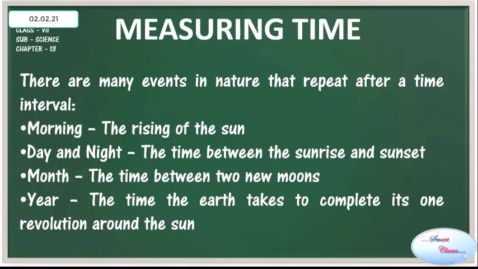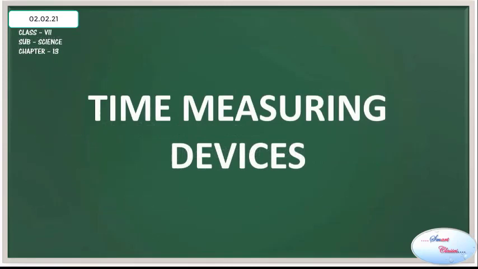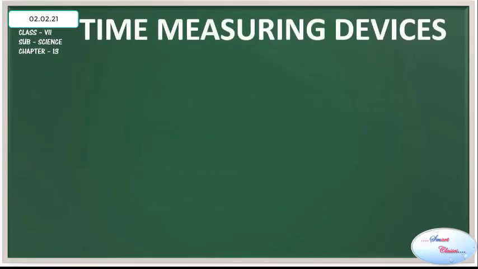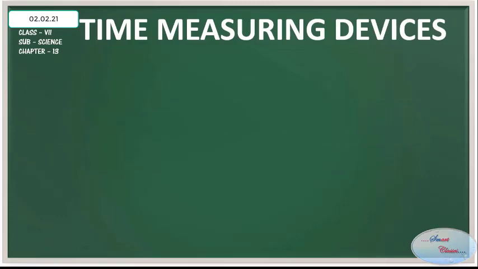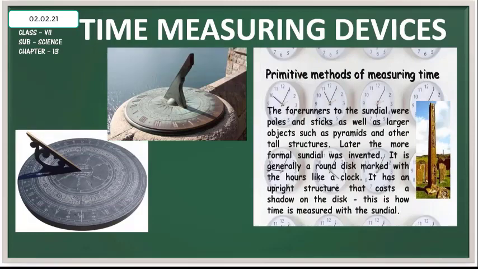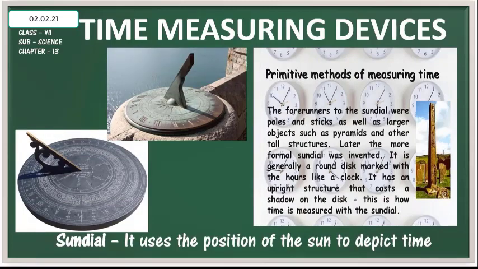Now, time measuring devices, or clocks. Clocks use the concept of periodic motion to measure time. It means that they use motions that repeat themselves in equal amounts of time. There are different types of measuring devices, such as the sundial. It uses the position of the sun to depict time.